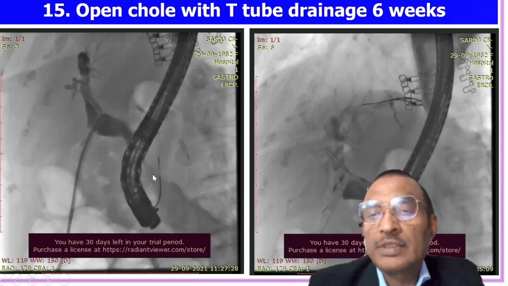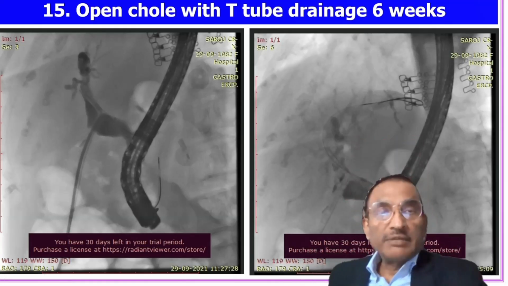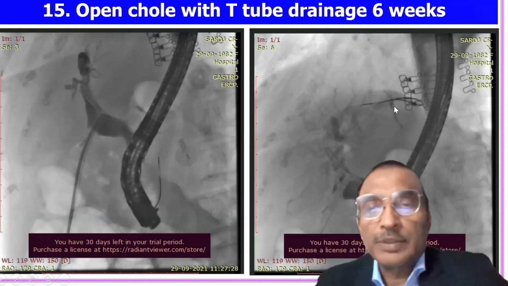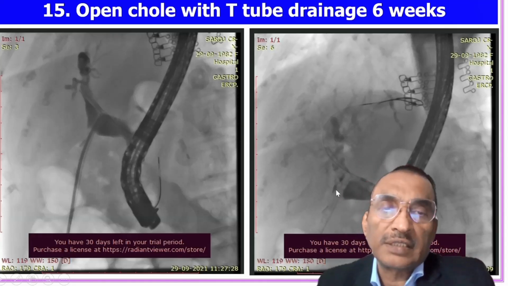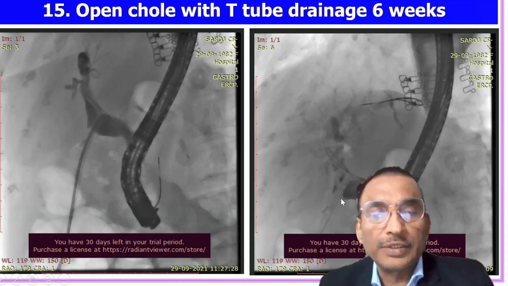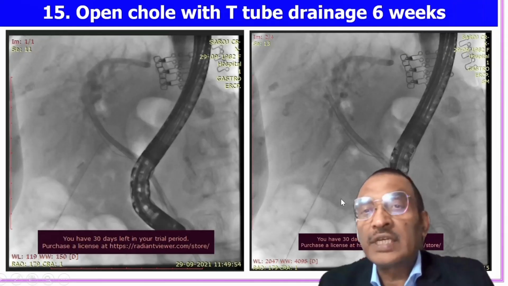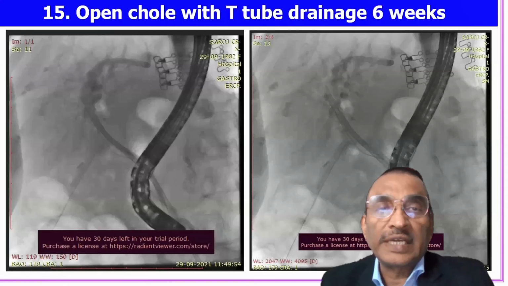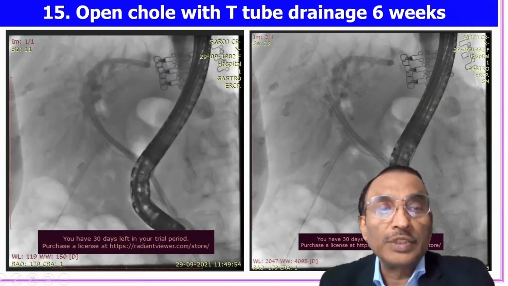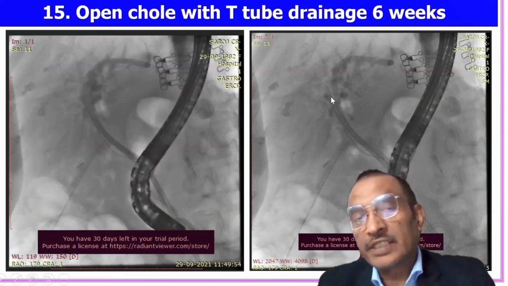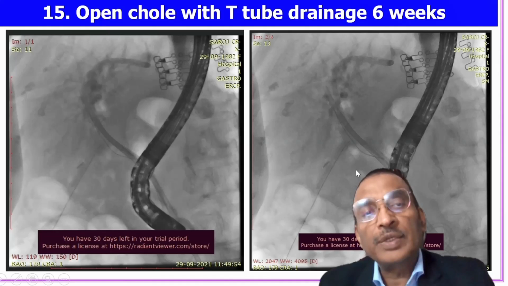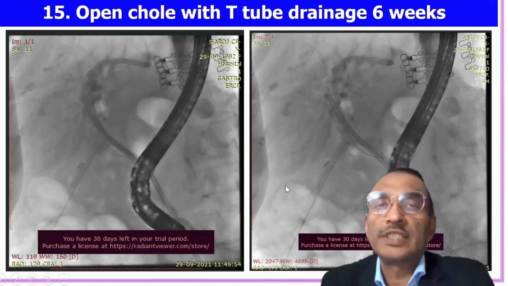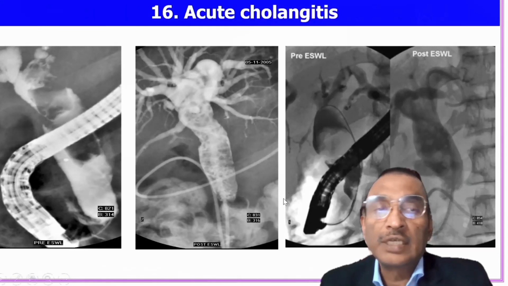You can make out, this was a retained CBD stone, and there we have cannulated and achieved intrahepatic position. After that, we can remove the tube on table, or we can put a stent and subsequently ask our surgical colleague to remove it. So that is how it can be done. Here, because it was very kinked, we decided to put two stents so that it straightens up, and we did a sweep. We removed the stone, and subsequently our surgeons removed this T tube. So that is how it will be managed.